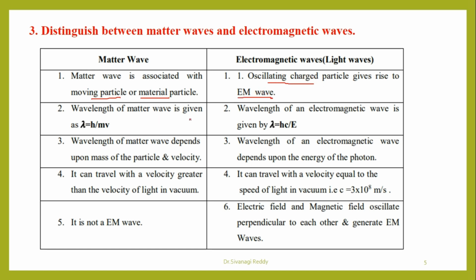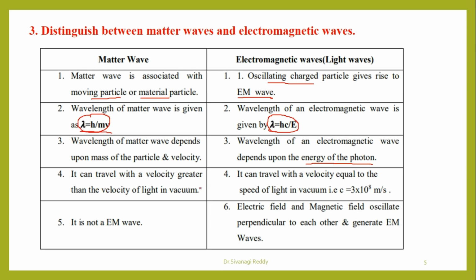And wavelength of the matter wave is given by lambda is equal to h by mv. This is the de Broglie wavelength equation. Then wavelength of electromagnetic wave is given by lambda is equal to hc by E. Wavelength of matter waves depends upon the mass of the particle and velocity, whereas wavelength of electromagnetic wave depends upon the energy of the photon.